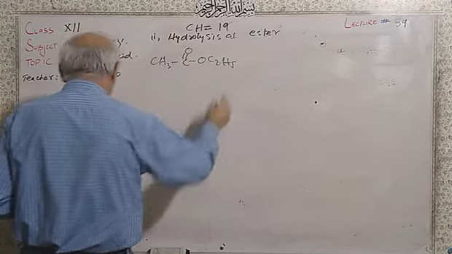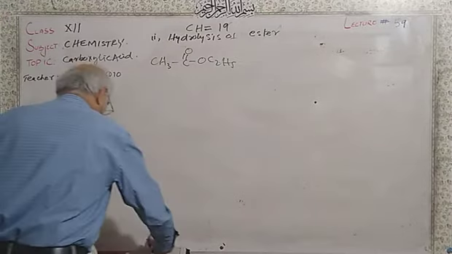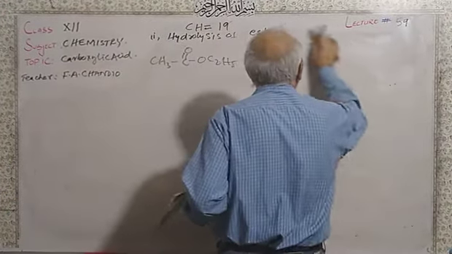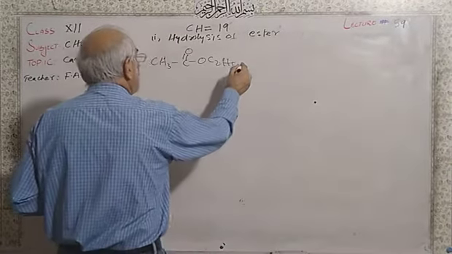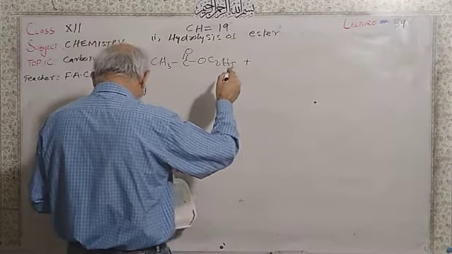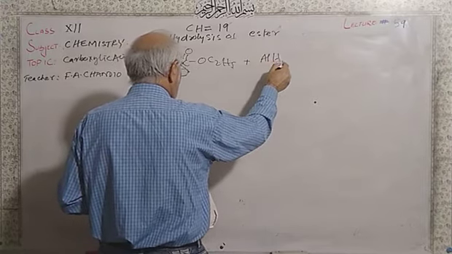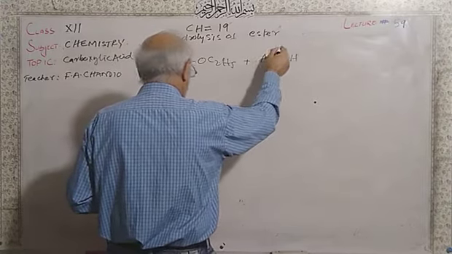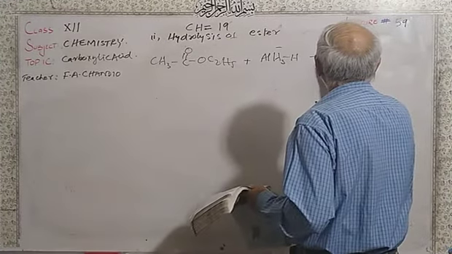This is the ester, and we are going to use lithium aluminum hydride, the reducing agent, which gives the hydride ion. This is the aluminum hydride, and the negative charge is here. So this is step number 1.